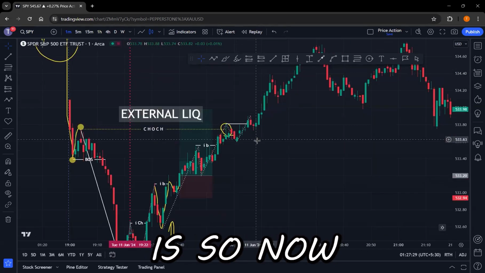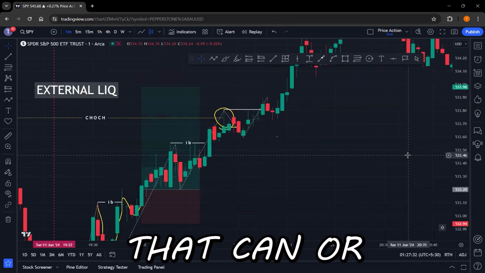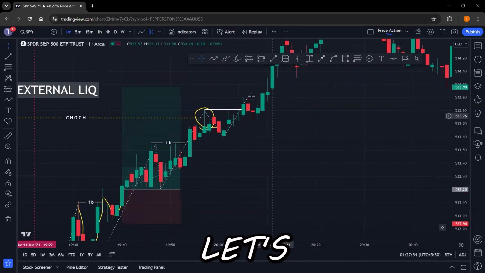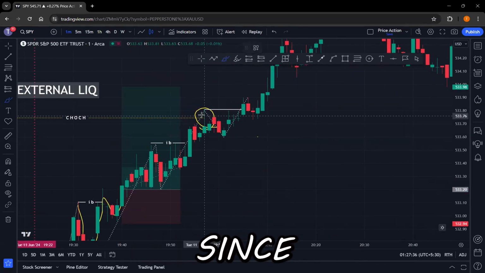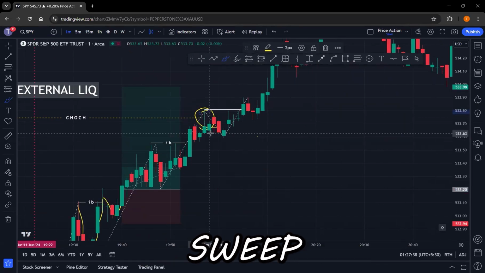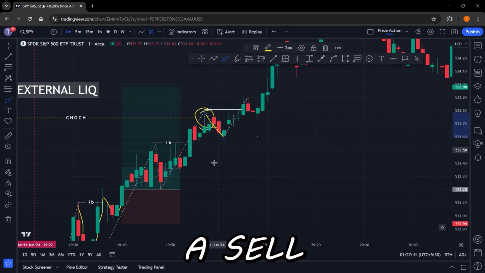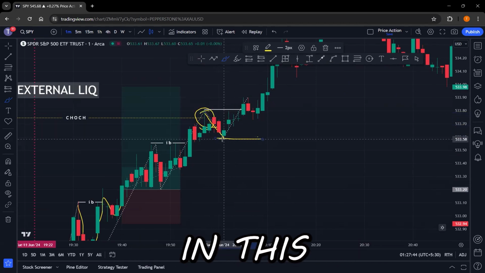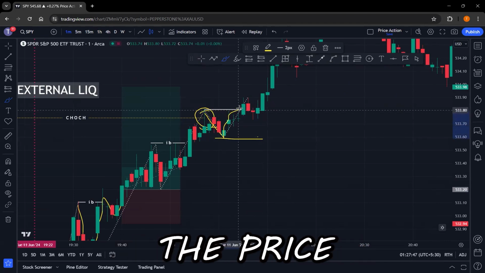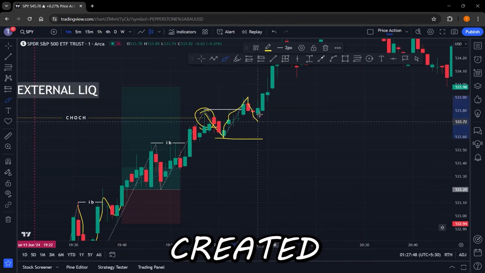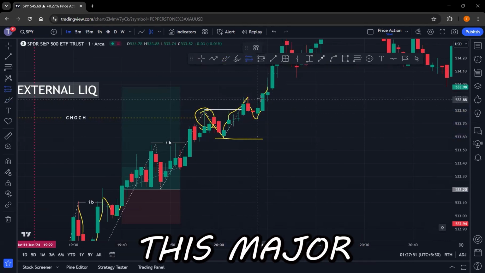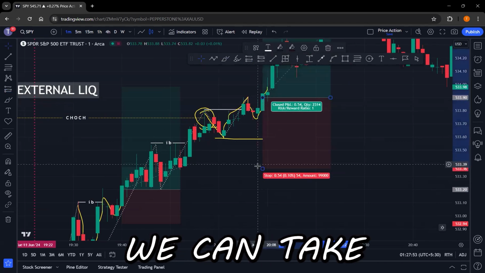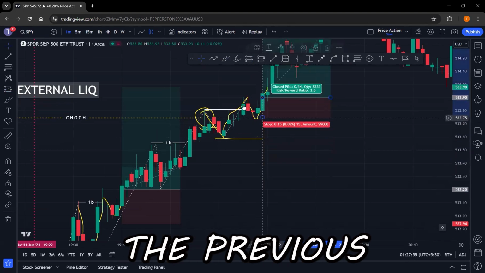Now, what is happening over here is, is there any trade or any opportunity creating? So now let's understand if there is any opportunity over here. Since the price actually created a sweep over here and then finally created a sell leg over here, we have to see if we can take a buying opportunity in this buying leg. So over here, what did happen? The price continued towards the upside and then created a series of higher highs. So from this major resistance breakout, we can take a buy opportunity, put the stop loss on the previous low over here.